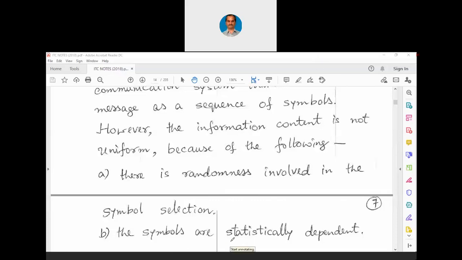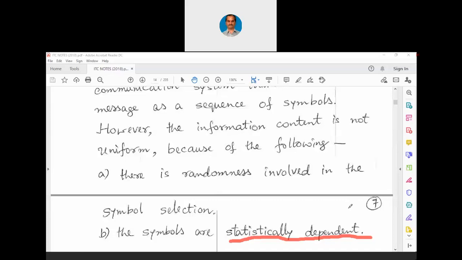The symbols are statistically dependent, which means what? In the English language, when we type any sentence, all these 26 alphabets are not actually independent. They are statistically dependent, even though A to Z are individually separate alphabets. When we make words and sentences out of these 26 alphabets, there is dependency between vowels and consonants, and there is dependency between one word and the next word. The first word and the next word are statistically dependent.